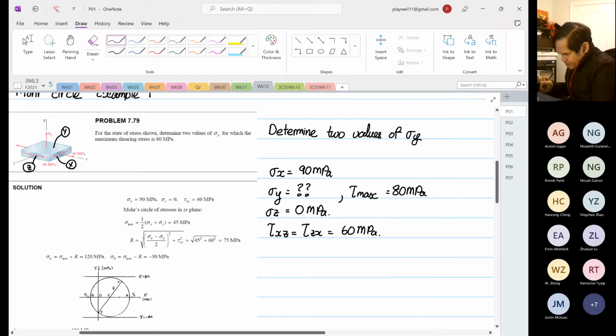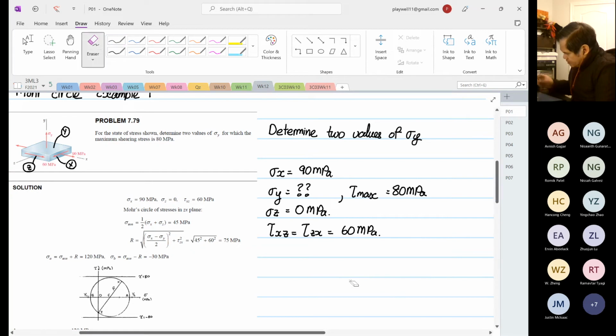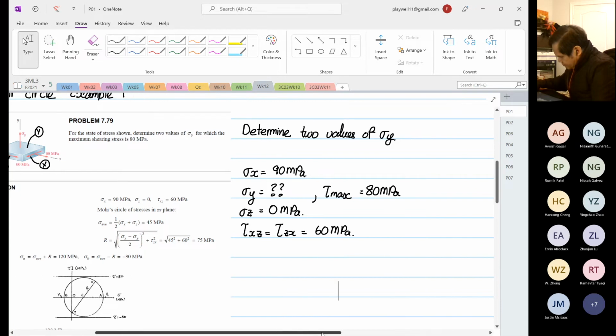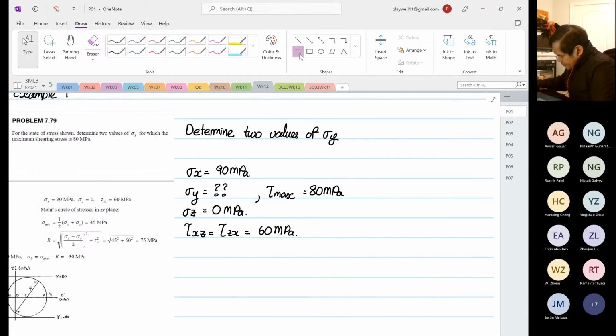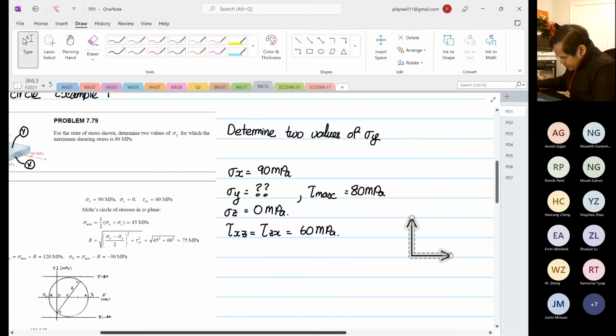Now the confusing thing is, is it 60 positive or 60 negative? Don't worry, it's all dependent on the rotation of the element. So let me elaborate what I mean. If I were to put my transformation this way, and now I can't see the question. I need to be able to see the question.